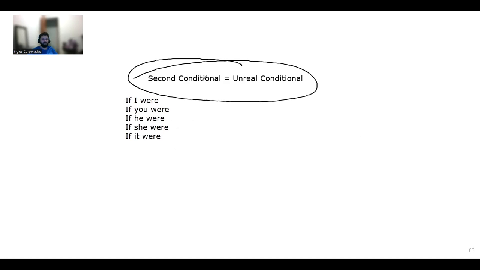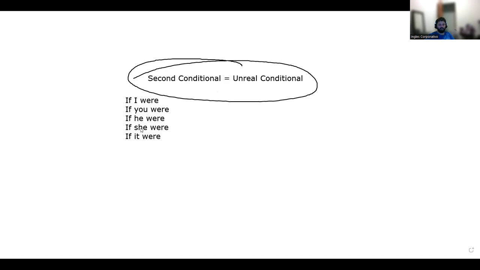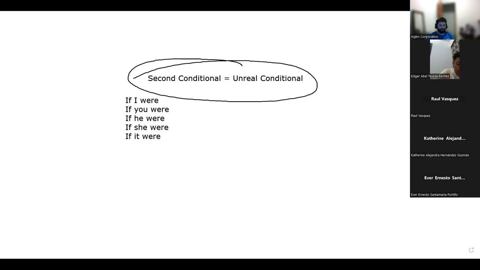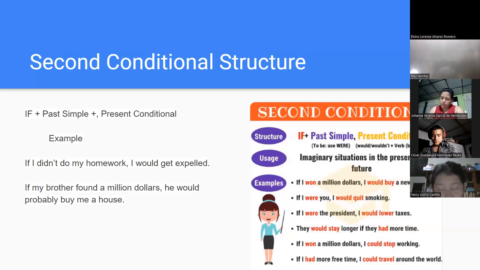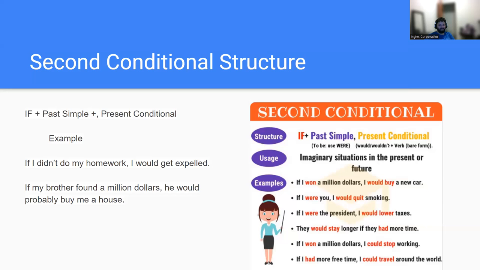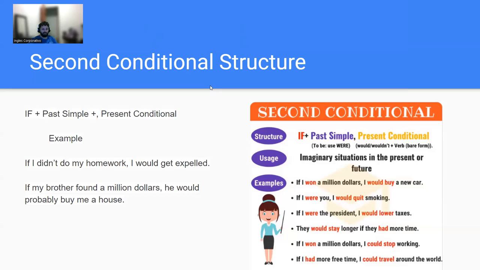So, I know that I could say if I was, right? If you were is fine, if she was, if it was, no. But in this situation, as long as it is a second conditional, you need to say were, all right? Very good. Okay, so keep that in mind. We're always going to use were with second conditionals, only when we talk about unreal situations.